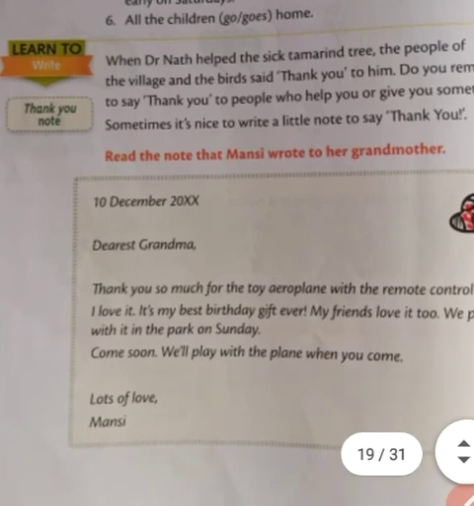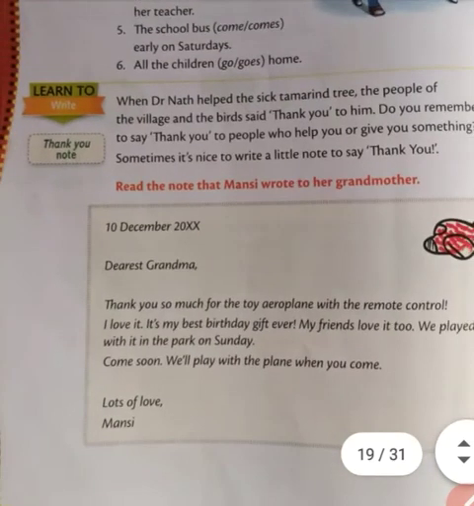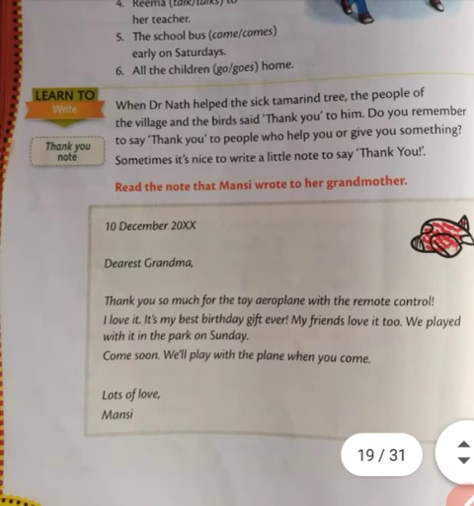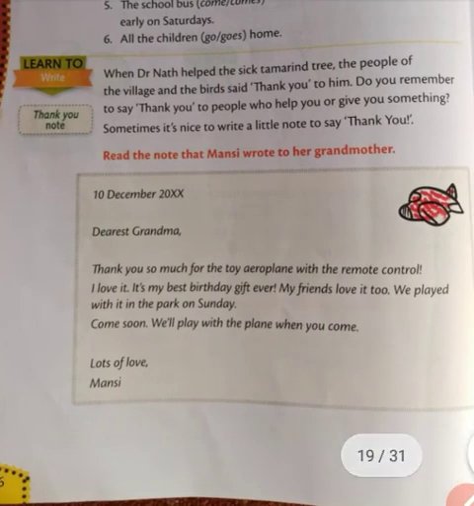Learn to write. See, when Dr. Nath had the sick tamarind tree, the people of the village and the birds said thank you. We learn in the lesson, when the Dr. Nath helped the sick tamarind tree, the people of the village and the birds which live on the tree, they said thank you to Dr. Nath. Do you remember to say thank you? Yes, we should say thank you when someone help us.